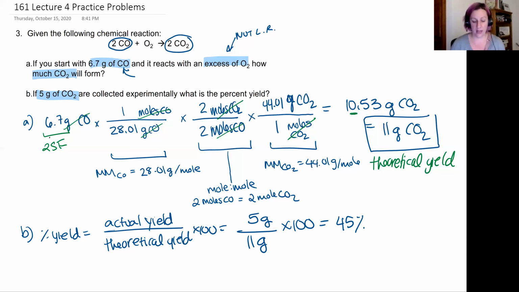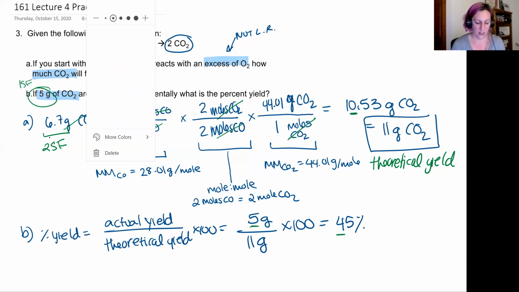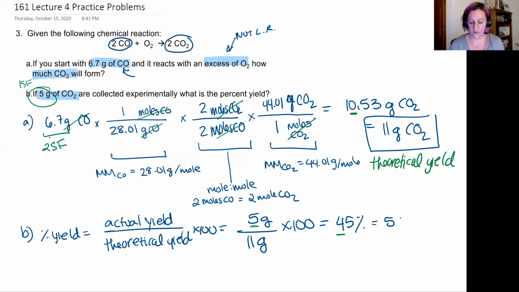but I'm noting that I have just 1 sig fig. When I measured this, I just measured 5 grams. So it's a pretty, I mean, it could be 3 grams, it could be 7 grams. So I'm going to report 1 sig fig here, which is going to give me a value of 50%.